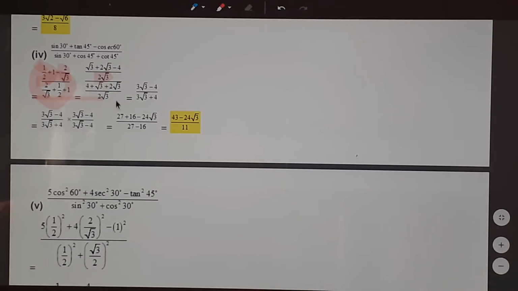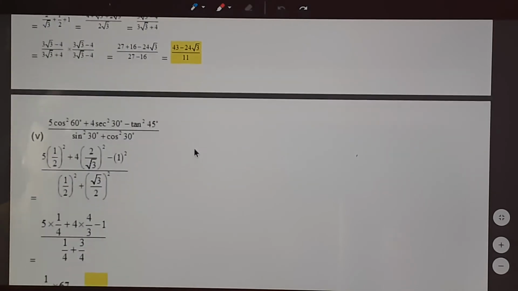Half plus 1 will be 3 by 2, and root 3 by 2 plus 2 by root 3 combine, so here you are getting 3 root 3 plus 4. Again after this step you can rationalize it. It is plus, so rationalize with its conjugate, 3 root 3 minus 4, and solve. You will get the required answer. You can check it, solve on your own and verify. You will get the answer.